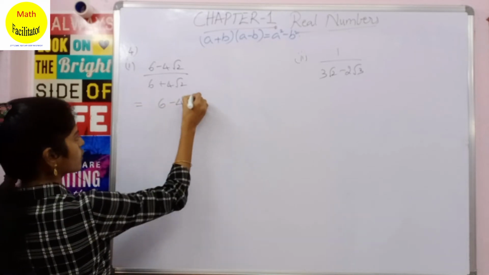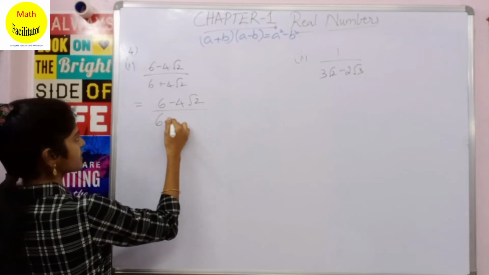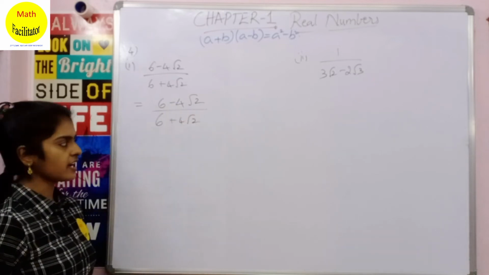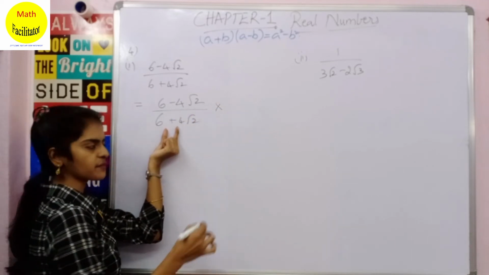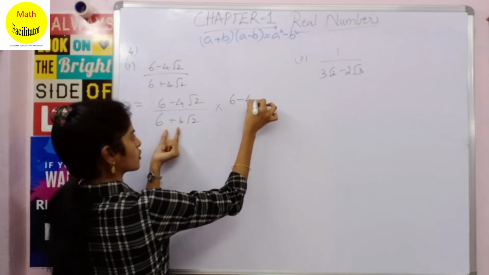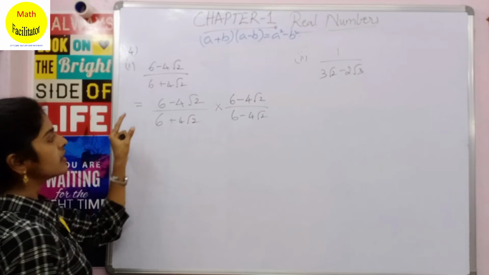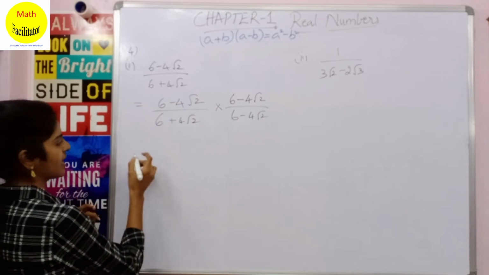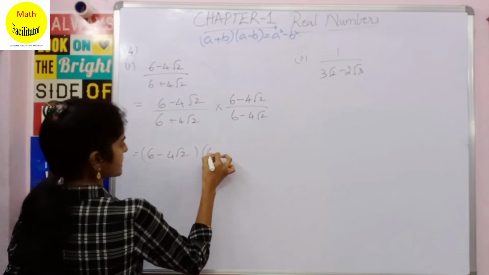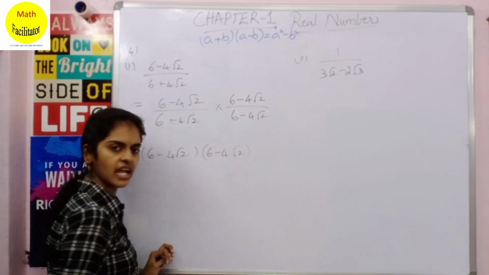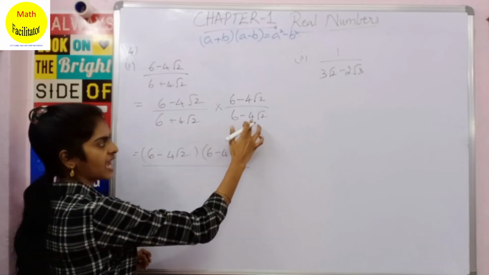6 minus 4 root 2 is the numerator, divided by the denominator 6 plus 4 root 2. Now since you have a plus here between the two terms, you will multiply and divide with what? 6 minus 4 root 2, so divided by 6 minus 4 root 2. Clear? So here in the numerator let us simply multiply. So it is 6 minus 4 root 2 into 6 minus 4 root 2, divided by, now it is a plus b into a minus b.